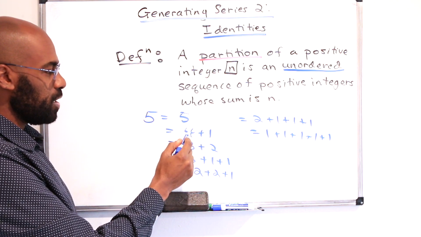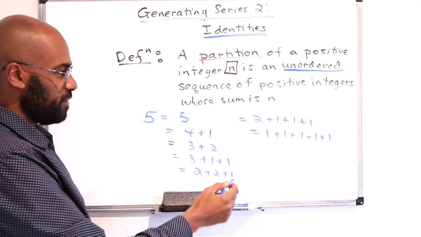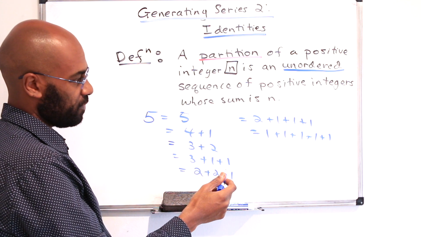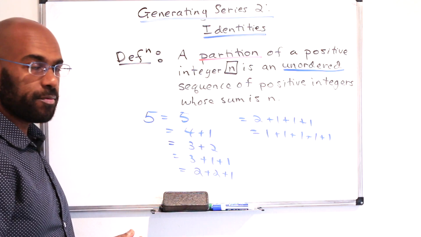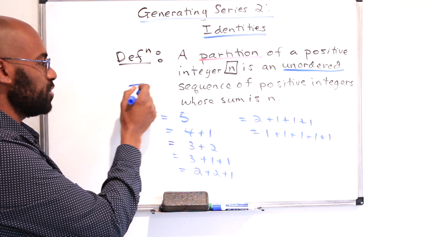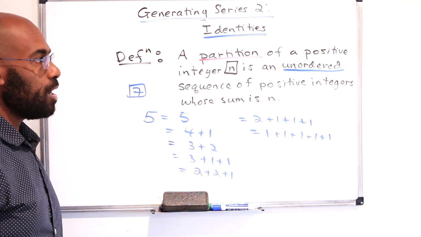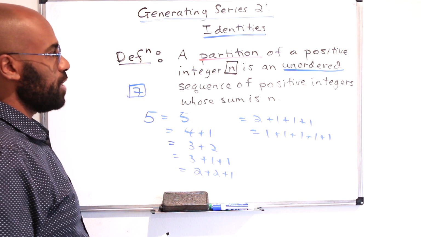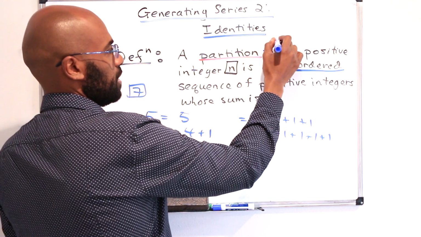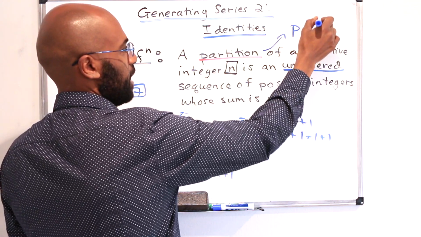We have 1 of length 1, 2 of length 2, 2 of length 3, 1 of length 4, and 1 of length 5. Right, so 7 partitions in total. All right, so we usually have a notation for the number of partitions of a positive integer n, and that notation is p of n.